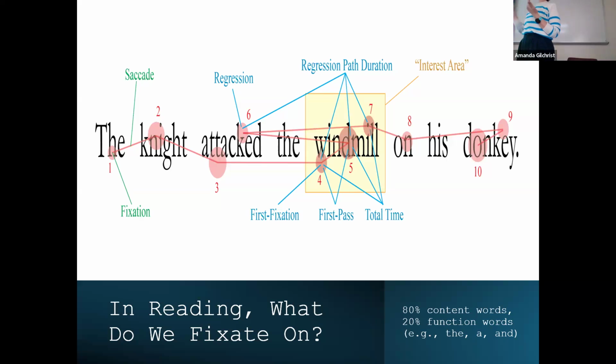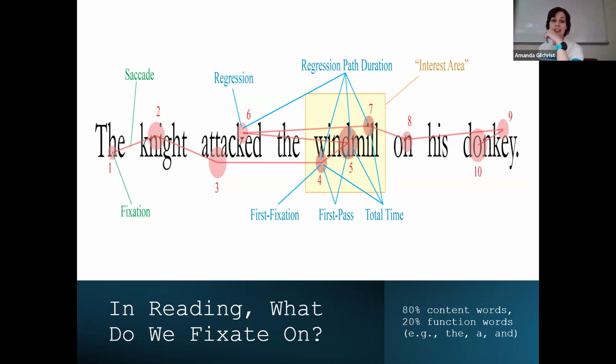Does anybody notice anything interesting about these patterns of saccades and fixations? What do you notice here that's interesting? Just tell me something interesting you see here. Yeah, Sarah. Okay. So we don't necessarily get a straight line. What else do you notice?